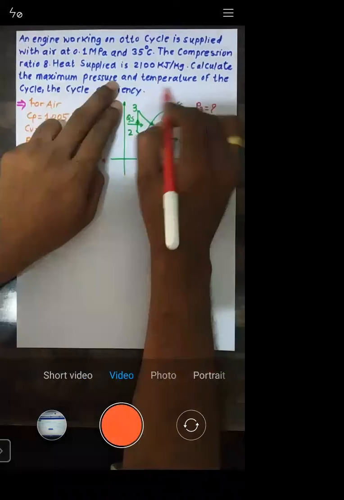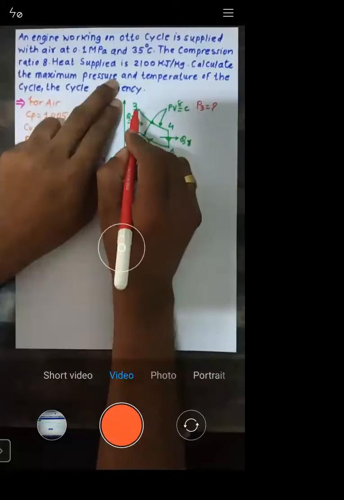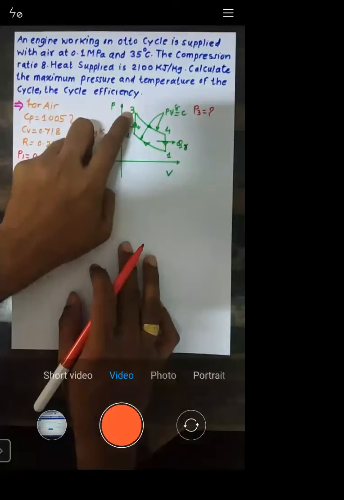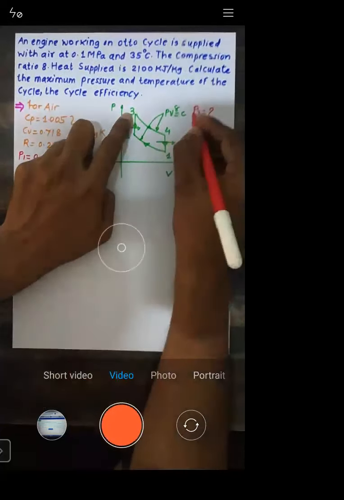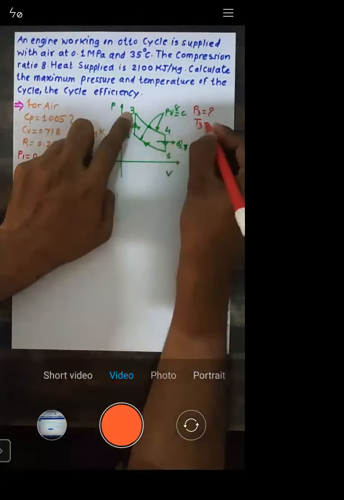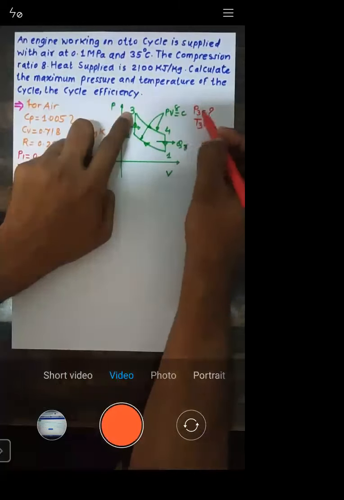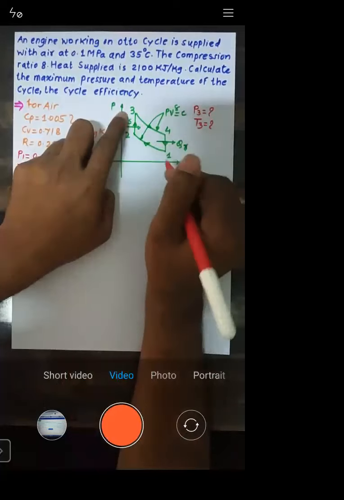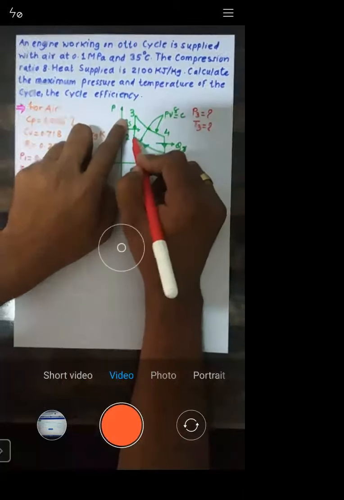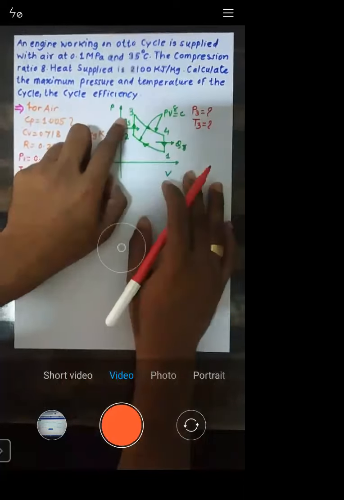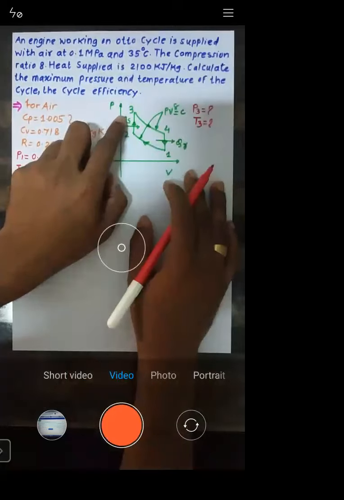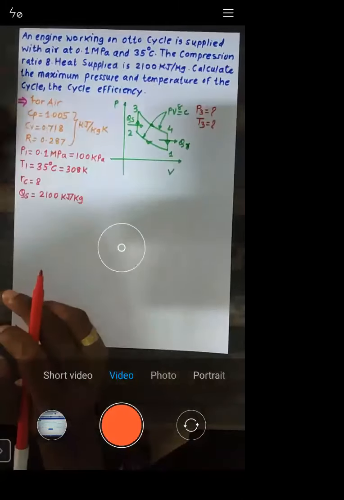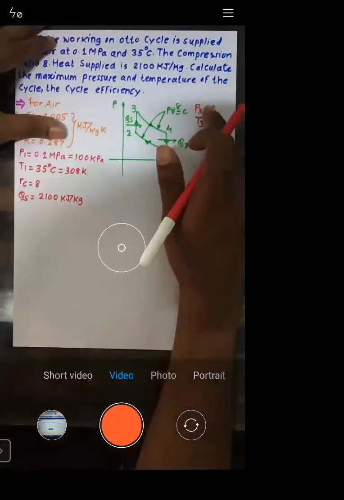Now see, during 2 to 3, obviously the heat is added. So the temperature after the heat addition will always be the maximum temperature. So pressure P3 is the maximum. Similarly, temperature T3 is again the maximum. Why is T3 maximum? Because 2 to 3 is heat addition. So the temperature after the heat addition is always the maximum temperature for that particular cycle, right? So they're asking what is the value of P3 and T3.